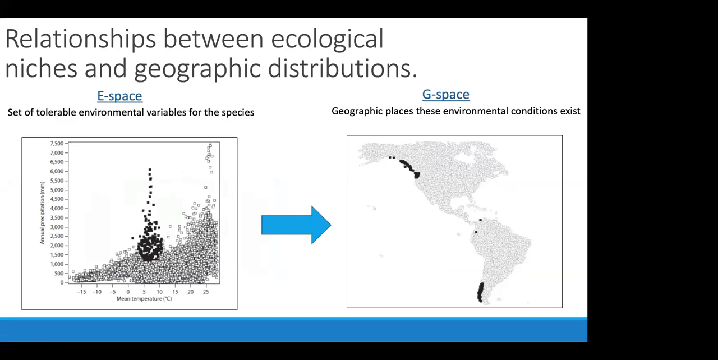With species distribution models, we try to define the combination of these environmental variables that constitute this hypervolume. The environmental variables are also referred to as the environmental space, or E space. On the left, for example, this is mean temperature on the x-axis and annual precipitation on the y-axis, showing where a species can be. And then we try to find the geographic areas in which this combination of environmental variables is present. And that's referred to as the geographic space, or the G space, as shown on the right.